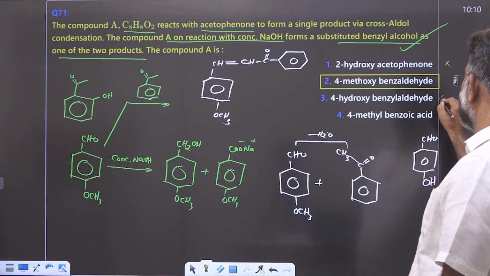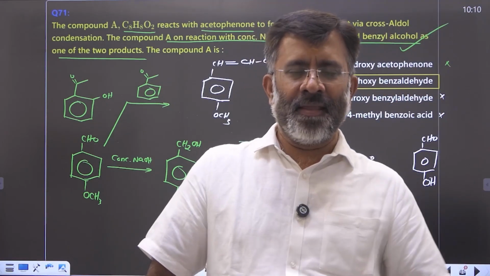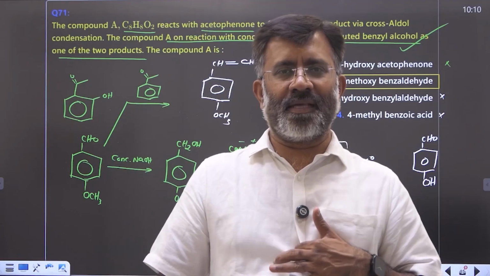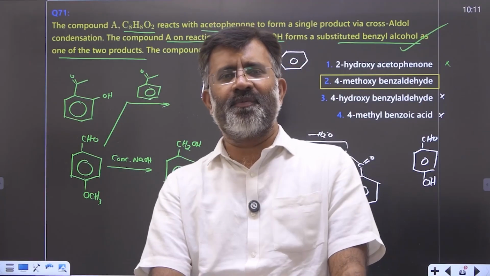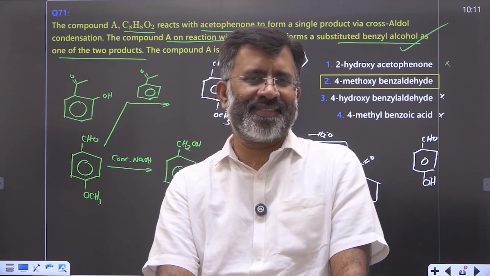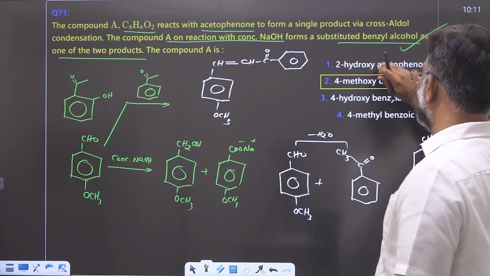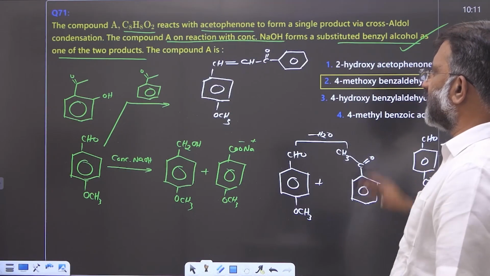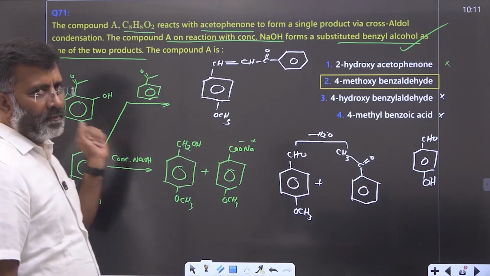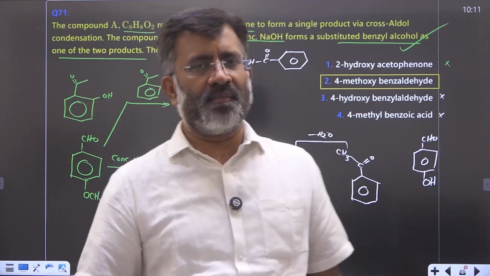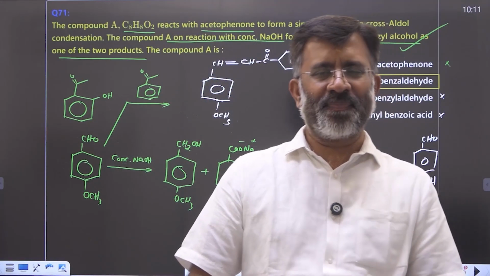What about the other one? 4-methyl benzoic acid. See, benzoic acid cannot undergo the Cannizzaro reaction. It cannot undergo a reaction like the cross aldol reaction. So that is straight away out. The first deleted option we can say is the fourth choice, isn't it? If you take the first choice, this is okay with the formula, but the reactions are not perfectly matching, while everything is matching for the second choice. Okay. Next question.